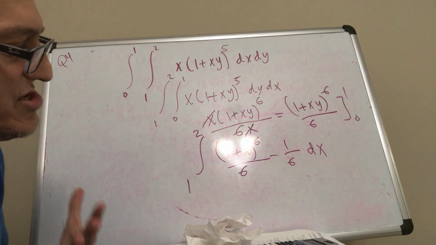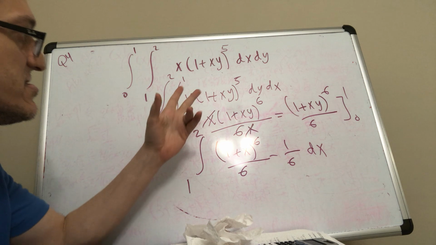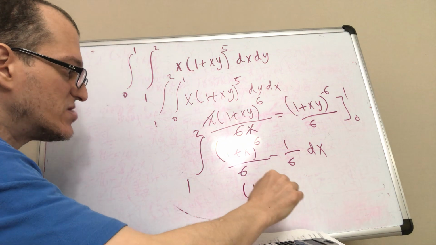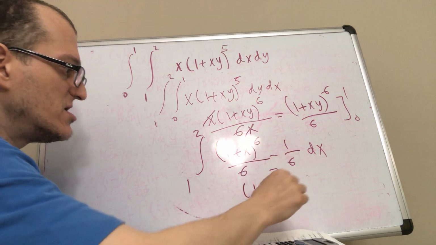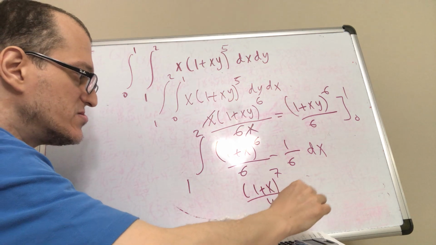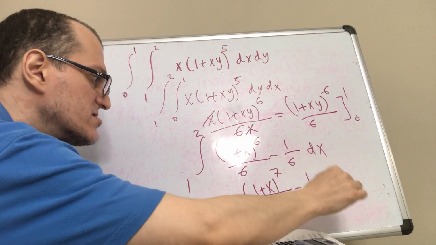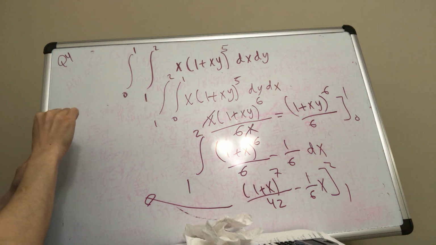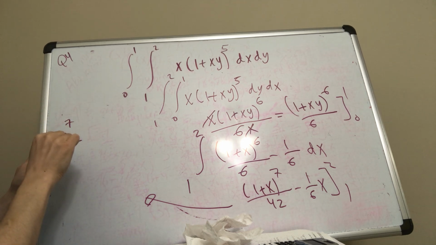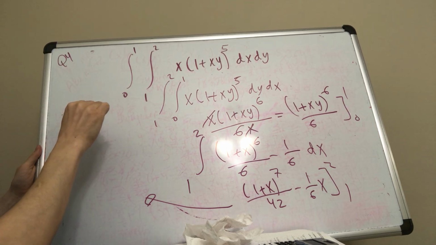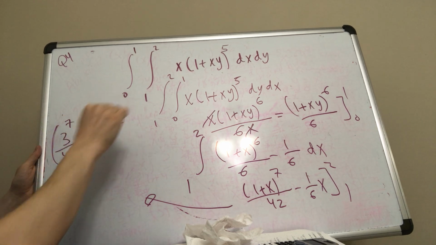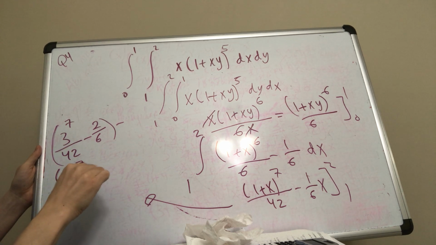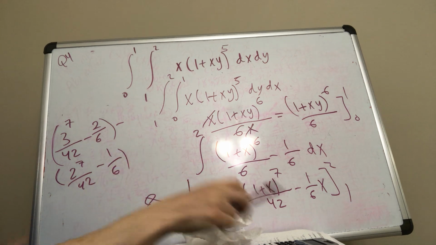So maybe he wanted you to see that integrating this the way it is is hard, and maybe you need to flip. Integral of the first one, you add 1 to the exponent over 7, and that's a 6, so 42. A constant would be a constant x. You plug 2 and 1. If you plug 2, it would be 3 to the power 7 over 42 minus 2 over 6. Minus, if you plug 1, it would be 2 to the power 7 over 42 minus 1 over 6.